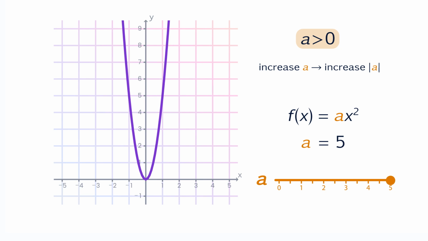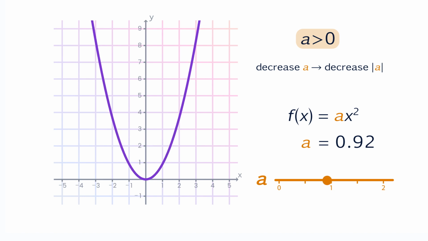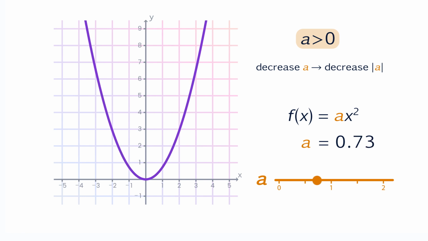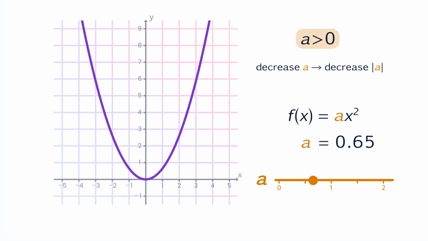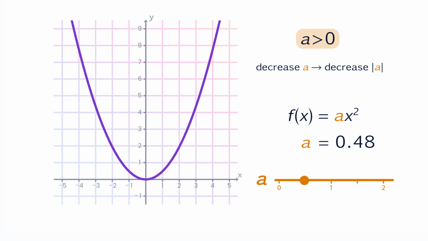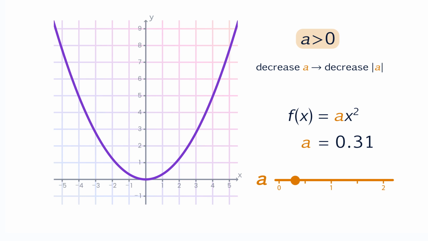Now, set the value of a equal to 1 again. This time, let's decrease the value of a. Remember that the absolute value of a will also decrease in this case. So you start decreasing the value to 0.9, then 0.8, and so on. Notice how the shape of the parabola gets wider and wider. So, when a is positive and its value is decreased, the U-shape of the graph gets wider.